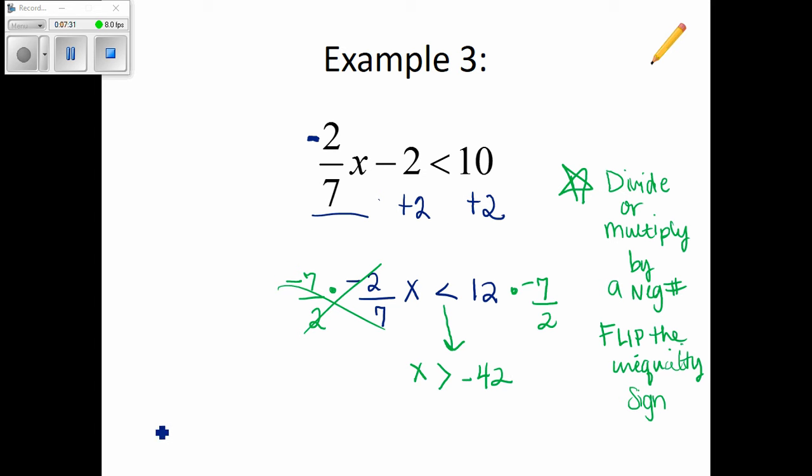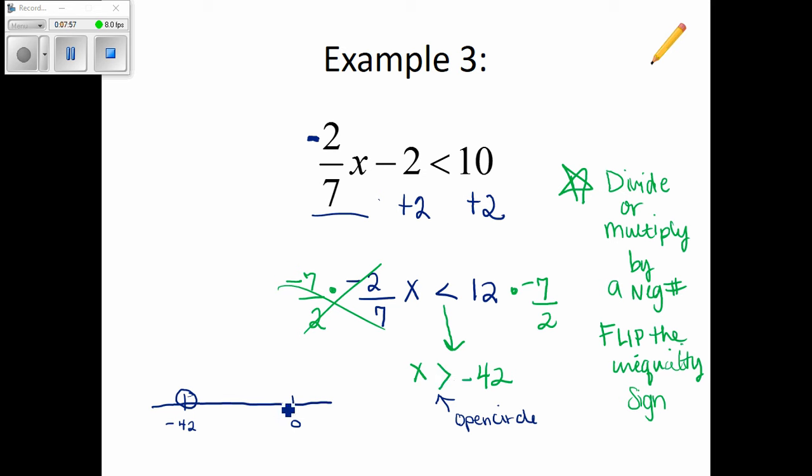All right, so how we show that is we sketch it on a number line. So we find out where 0 is. We figure out that this would be negative 42. It's not equal, so these are open circles, okay, which means not included. And then everything greater than negative 42.